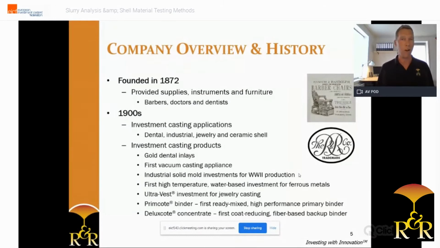which actually makes us, I would say, a well-established supplier in our industry. Originally, we provided furniture for barbers, dentists, and doctors. But in the 1900s, our focus changed as we developed new products for casting applications. This included different investment materials for dental and jewelry production, including the development of the first vacuum casting appliance. At the time of World War II, we developed industrial solid mold materials to produce castings. Later on, we developed water-based binders like Prime Coat and Deluxe Coat, which are still successfully used in many foundries.